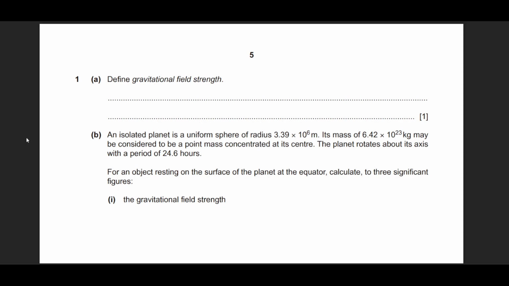This is May-June 2021, paper 42. Okay, so let's start with this paper.